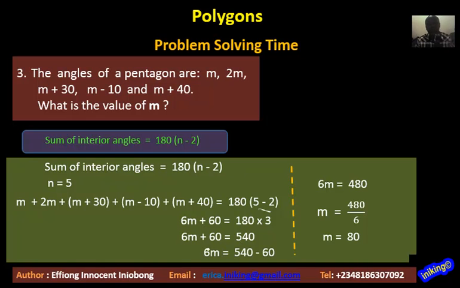So 6m plus 60 is equal to 540. Transferring our plus 60 to the right hand side, we have 540 minus 60. So 6m, of course, is equal to 480, and we can easily solve for m by dividing both sides by 6, and then we have m to be 80.